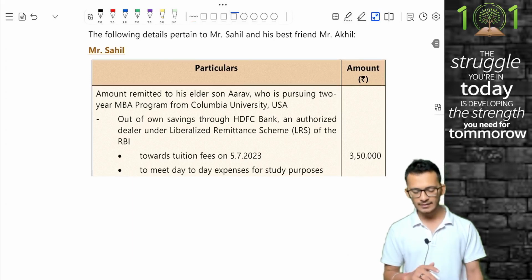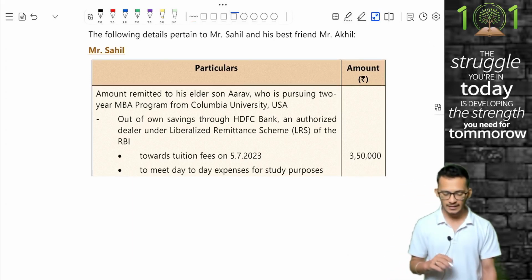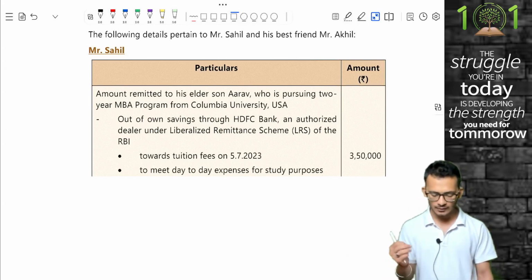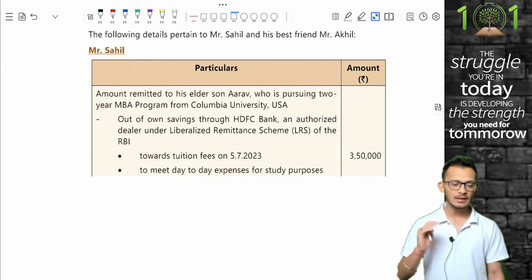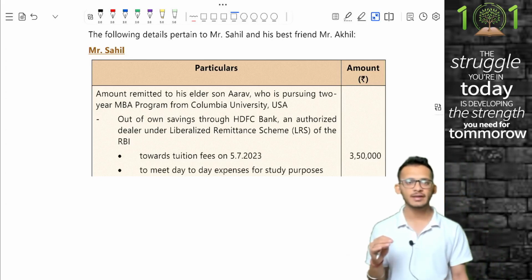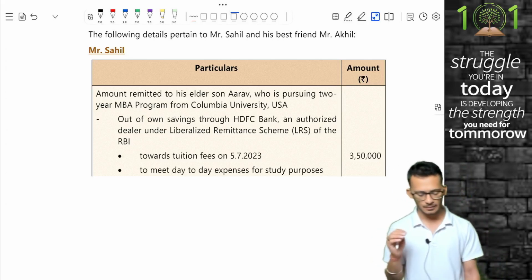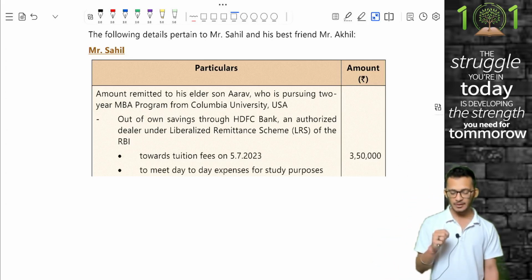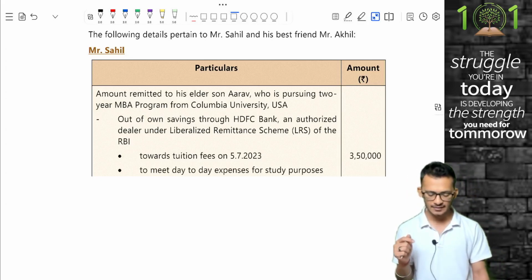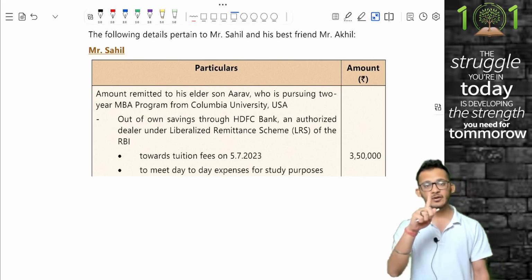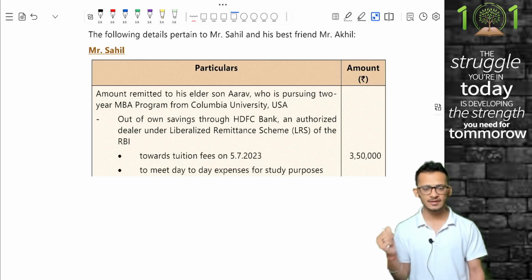They say the following details are pertaining to Sahil and Akhil. Mr. Sahil is remitting to his elder son Araf, pursuing a 2-year MBA program from Columbia University, USA. Yes, you have a son in the USA for whom you are sending some remittance for education purposes. This remittance has happened out of own savings through HDFC Bank, an authorized dealer, under the Liberalized Remittance Scheme of RBI. First two examples were about HDFC, so this is the HDFC case.